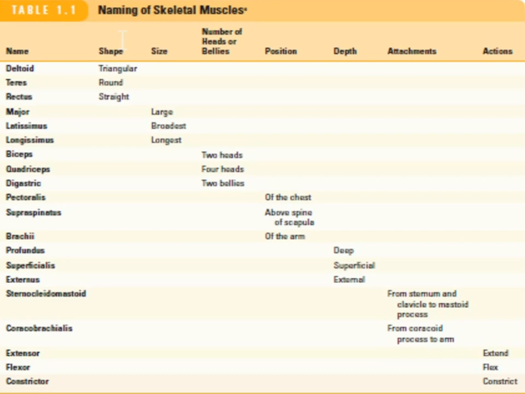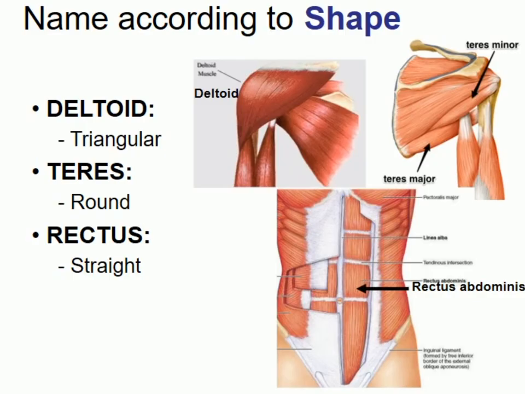Now let's go and describe these features in detail with examples. We are starting with the shape. Regarding shape, we have triangular. This is the deltoid muscle, which is on the shoulder. This is the shoulder. There is another muscle here, the pectoralis major. But this is the deltoid muscle, which is triangular in shape, as you can see here.